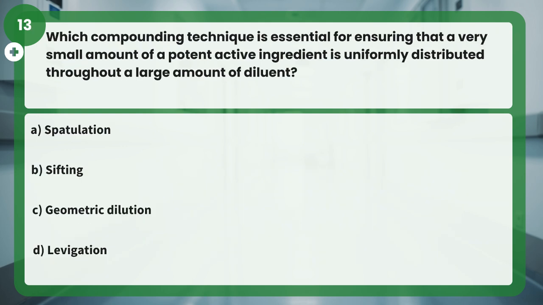Question 13. Which compounding technique is essential for ensuring that a very small amount of a potent active ingredient is uniformly distributed throughout a large amount of diluent? A. Spatulation. B. Sifting. C. Geometric dilution. D. Levigation.